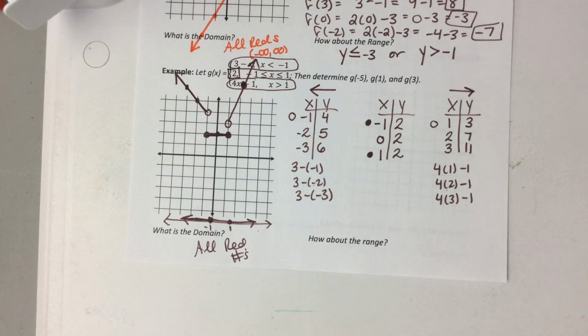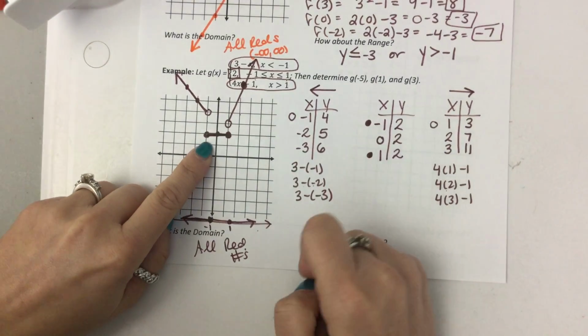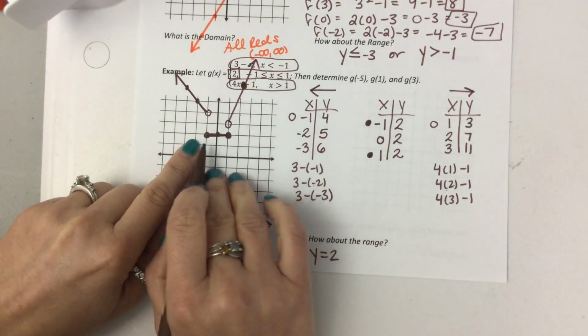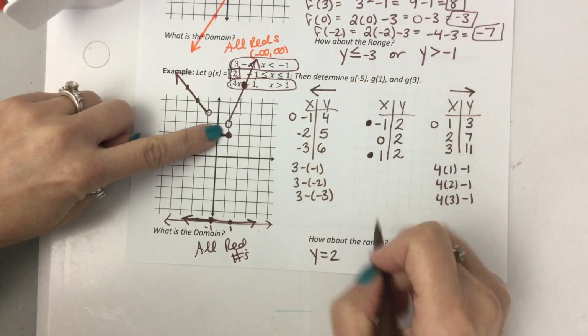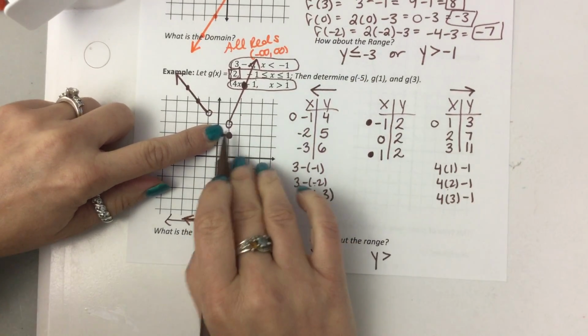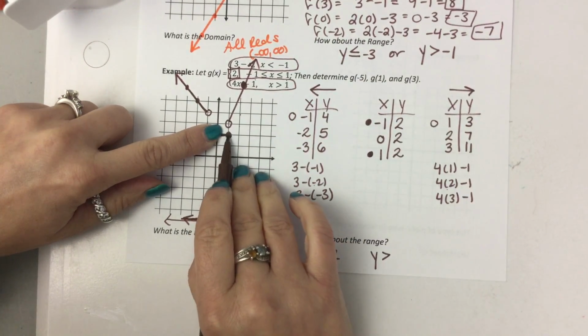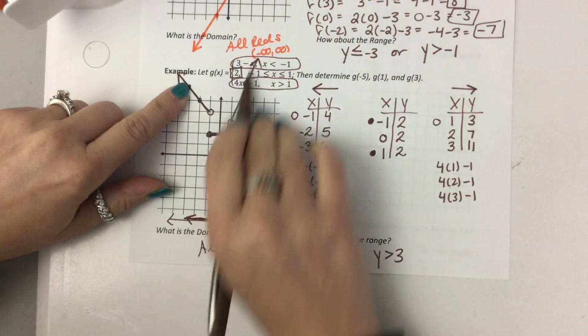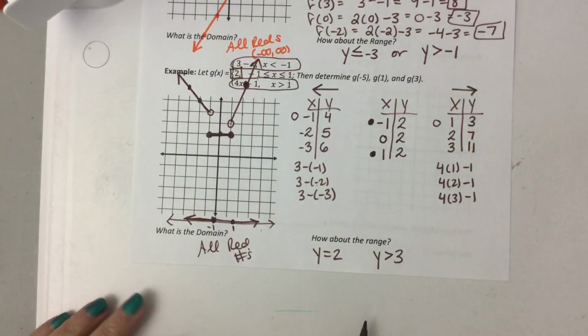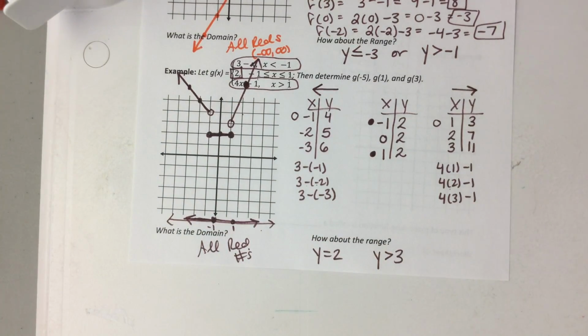Now your range, looking bottom to top, I do have y equals 2. That's that horizontal line. Now here, I can say y is greater than 3, an open circle, 1, 2, 3. And that would actually include this piece as well because it would start here. This piece falls within that range. So your range is y equals 2 to get that little horizontal line. Then your y values start at 3 and go upwards, but it does not include the 3.